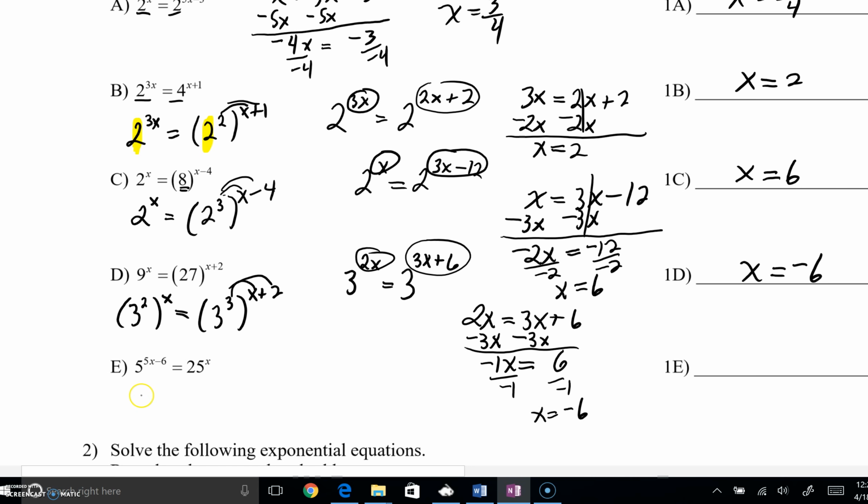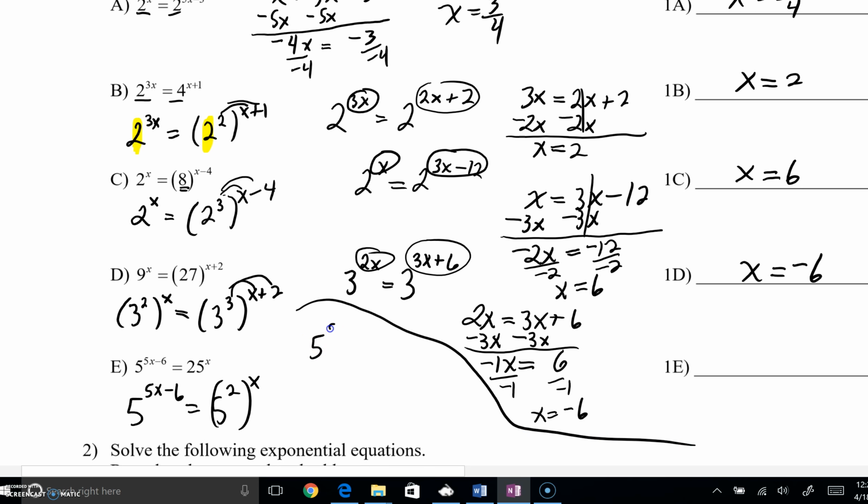Last one for number 1. We'll keep this 5x minus 6 here, but look at 25. 25 is really 5 squared. And then, just continuing off to the side here, this is 5 to the 5x minus 6 is equal to 5 to the 2x. What do you do now? Well, because you have a base of 5 on both sides, now you can set your powers equal. 5x minus 6 is equal to 2x.